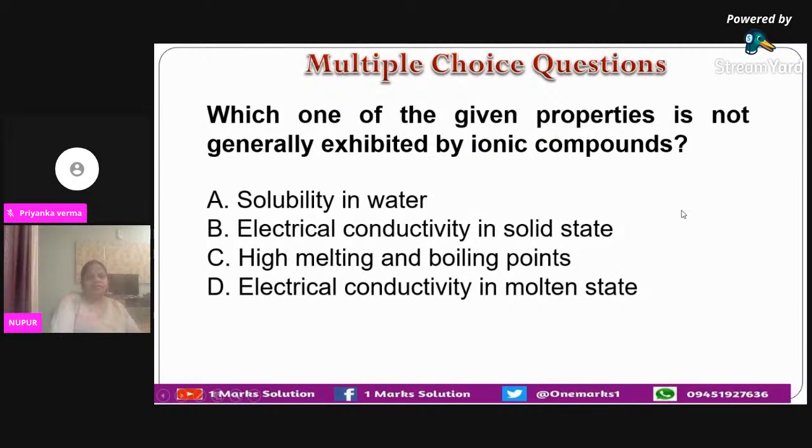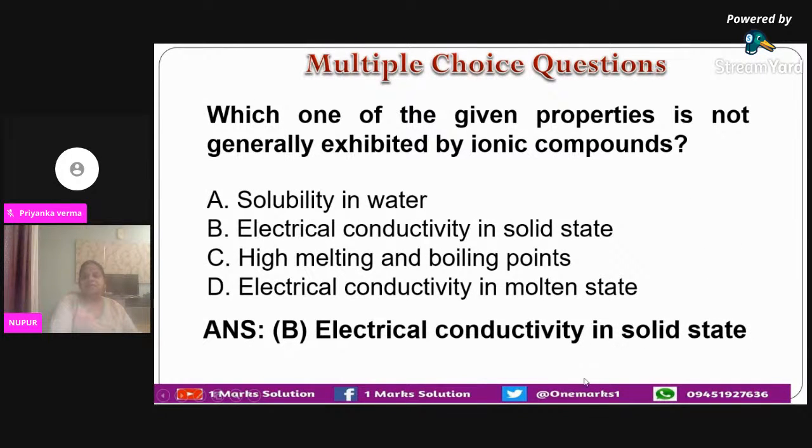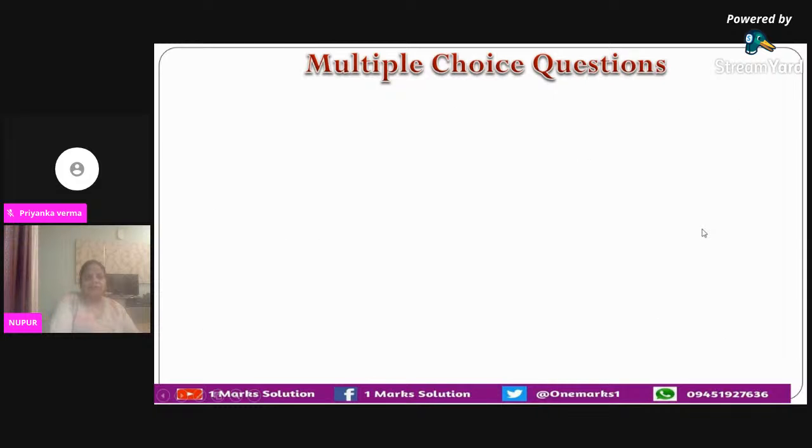Then we come to another part, and that is when metals and non-metals react together, they give certain compounds, and one of them is an ionic compound. So which one of the given properties is not exhibited by ionic compounds? Solubility in water, electrical conductivity in solid state, high melting and boiling points, or electrical conductivity in molten state? So ionic compounds do not conduct any electricity in the solid state.